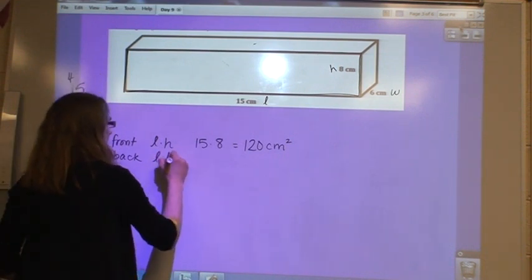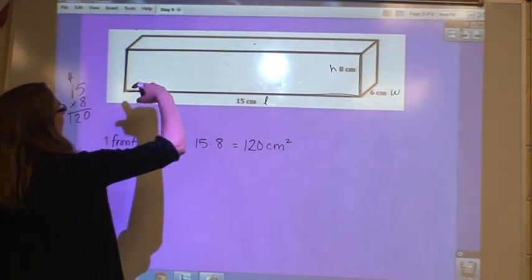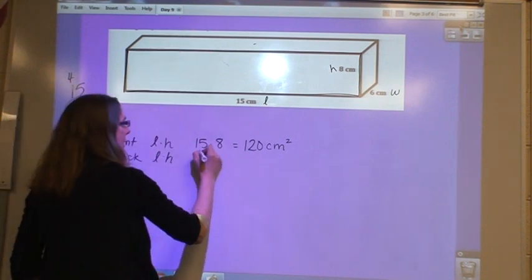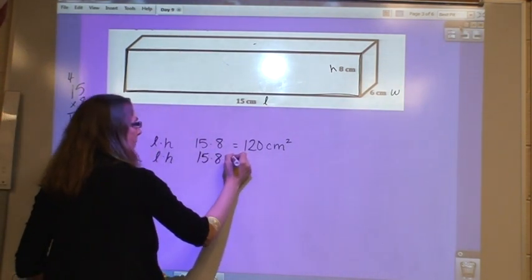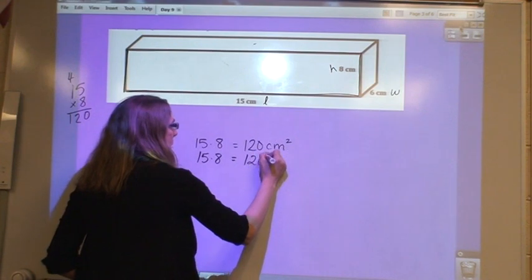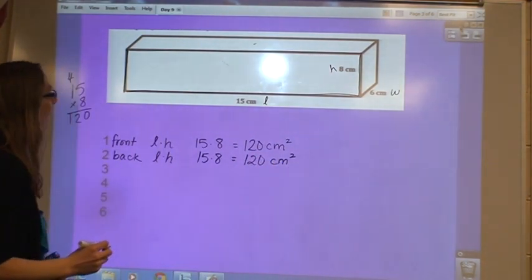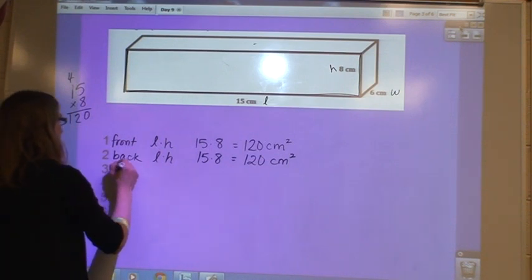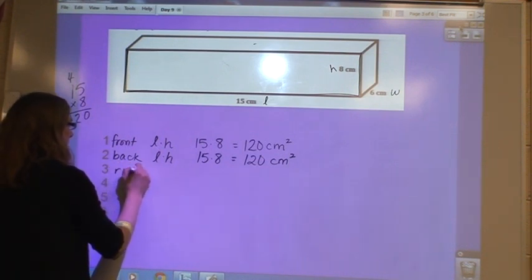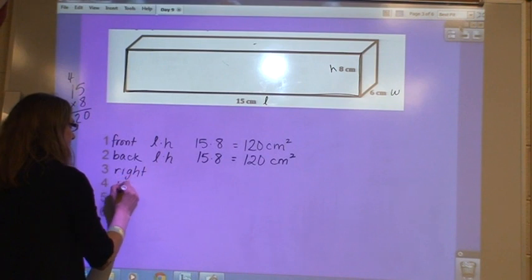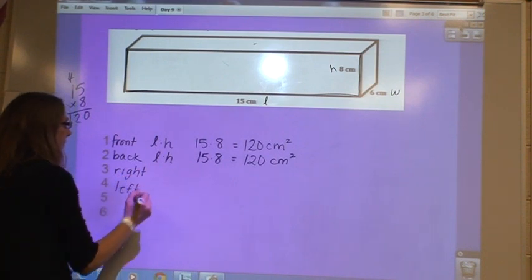So it's still going to be the length times the height. Even though I can't see it, I know it's back there where I can't see. It's 15 times 8, which is going to be 120 square centimeters. Now let's do the left. Actually, I'm going to start with the right because I can see the right side. I can't see the left, but I know it's going to be the same as the right.